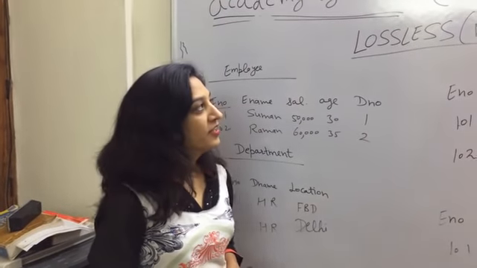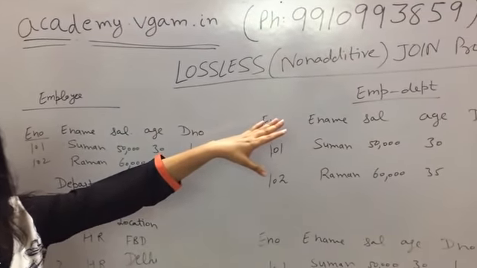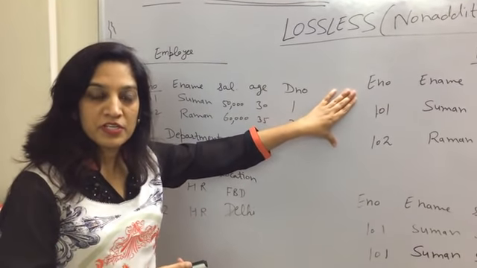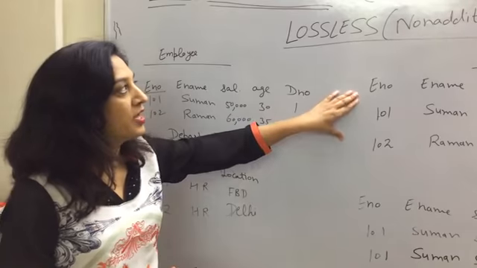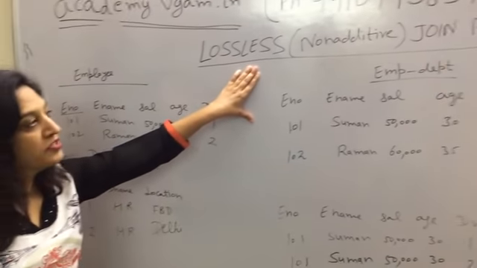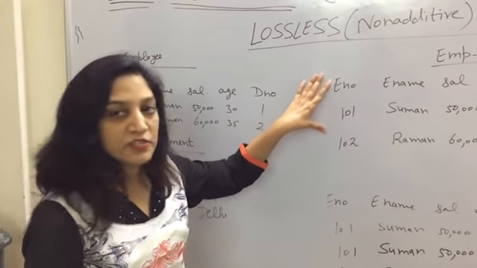Good evening everyone. Today we will discuss the lossless or non-additive join property. When a relation R is decomposed into some relations, the decomposition should have this lossless or non-additive join property. And how will we check it? What does that mean? Today we will discuss all those things. Let's start with an example.